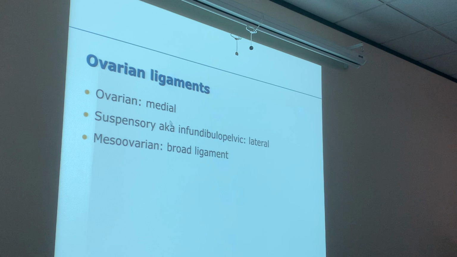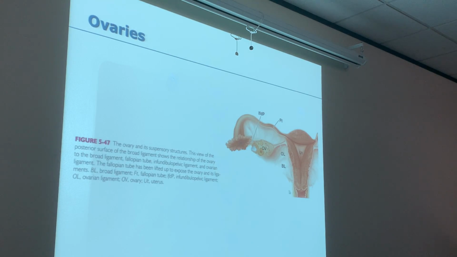The ligaments. Ovarian is medial. Suspensory, also called infundibulopelvic, is lateral. And the meso-ovarian is the broad ligament. Fimbriae, infundibulum, ampulla, isthmus, interstitial, cornua, fundus, body, lower uterine segment or isthmus, internal os, external os, serosa, parametrium, myometrium, endometrium, zona basalis, zona functionalis.